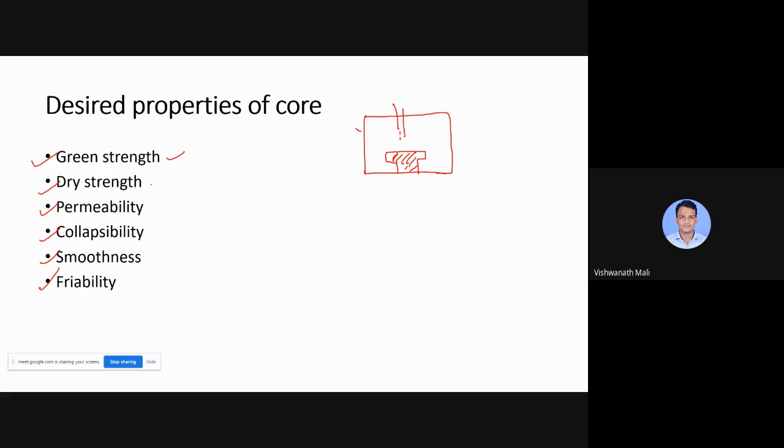But generally we go for using a dry sand core. Once we make the core of the required shape, we go for baking or heating it. Once we heat it, it gets good strength, and it should withstand this high temperature. It should not get displaced, and it should not break. So that is called dry strength. Now permeability. We have studied the permeability property in the molding sand.